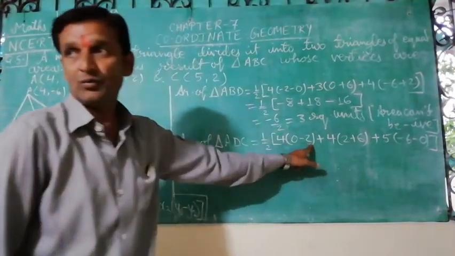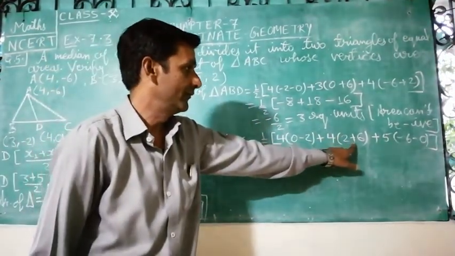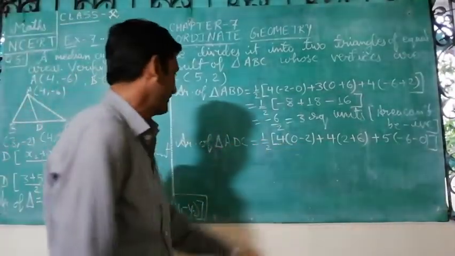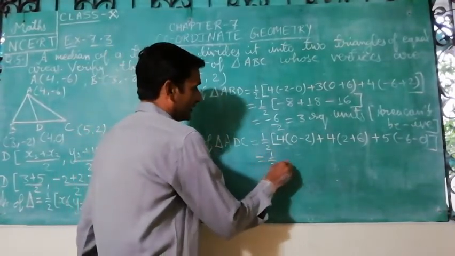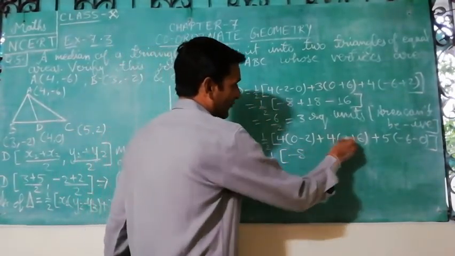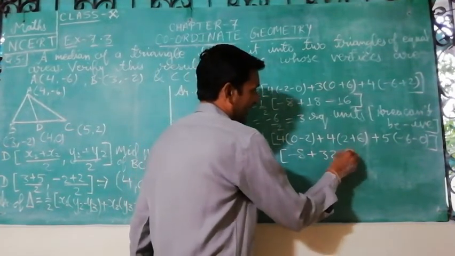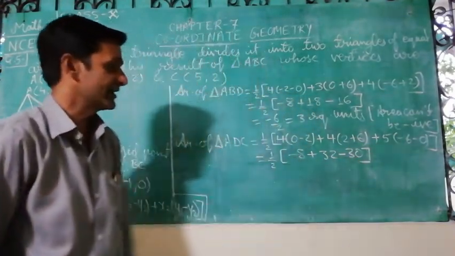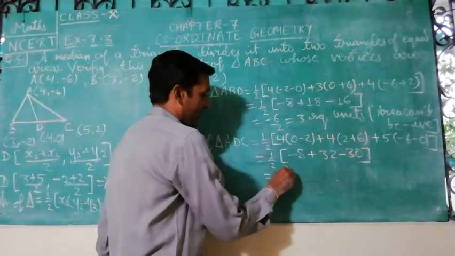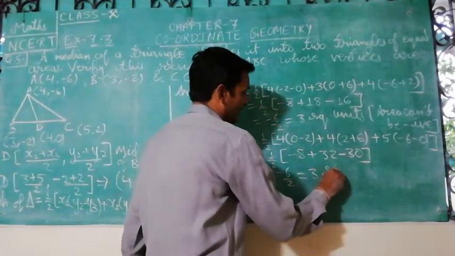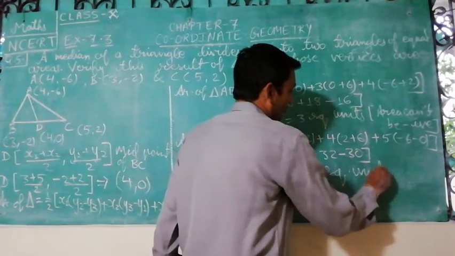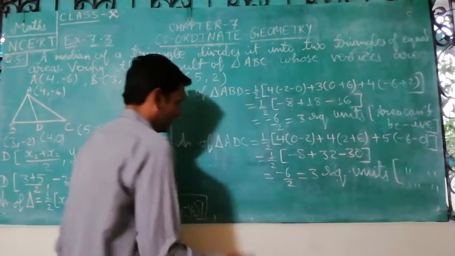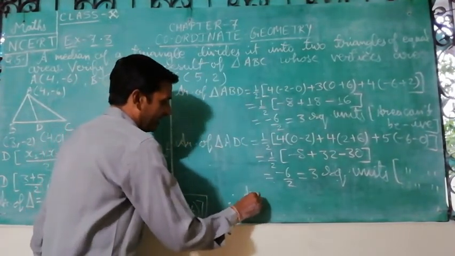4 into 0 minus 2. Now see, it will become half. Then 4 into minus 2 is minus 8. And then 4 into 8 is 32. And here it is minus 30. So 32 minus 30 you know very well, it is 2. So 2 minus 8 is minus 6. So minus 6 upon 2, again it is positive 3 square units, because area can't be negative. No need to write it again, or you may mention here also, area can't be negative.